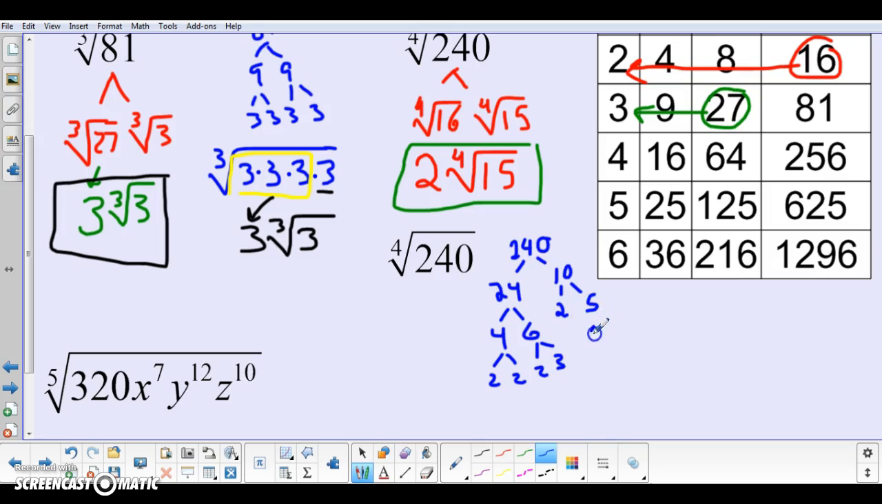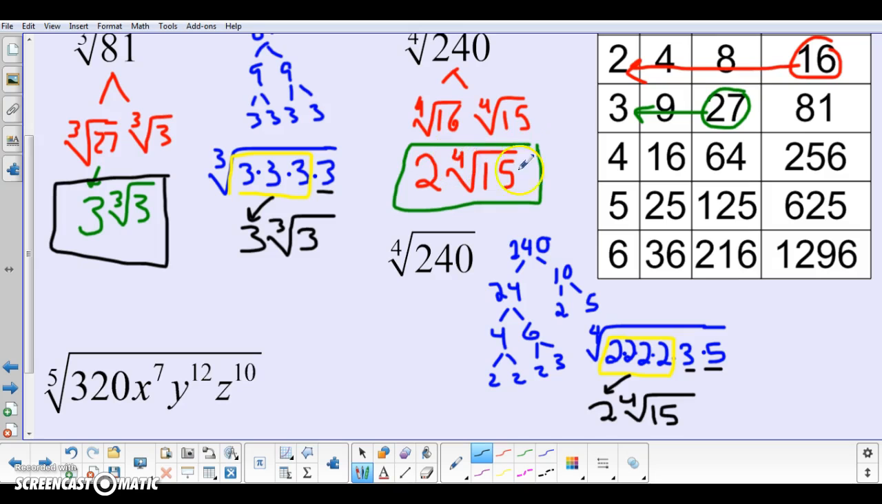So if I were to write the whole thing out, I have the fourth root of 2 times 2 times 2 times 2. I could have written 2 to the fourth, but just for the sake of the example, we'll write it this way. So there are all my prime factors of 240. I'm looking for fourth powers. 1, 2, 3, 4 2's means I can take out a 2. 2 comes out, multiplied by the fourth root of whatever's left inside. Well, 3 times 5 is left inside, and that's 15. The same expression that we had up here.